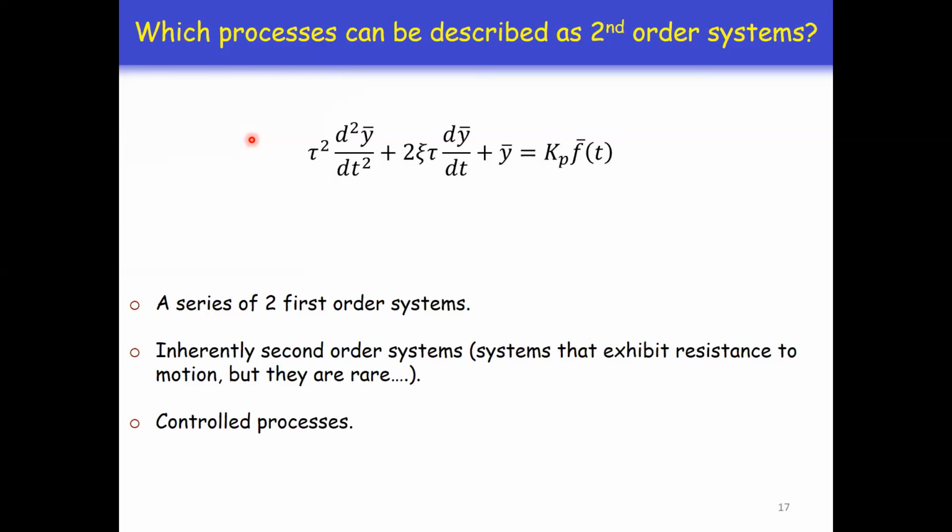Generally, they are systems that have resistance to, for example, motion, to fluid flow, to heat transfer. They are really quite rare. There is a situation where you can easily have second order systems. When you have a series of two first order systems, for example, a series of two isothermal CSTRs with a first order reaction, that will be a second order system. And you probably can imagine why.